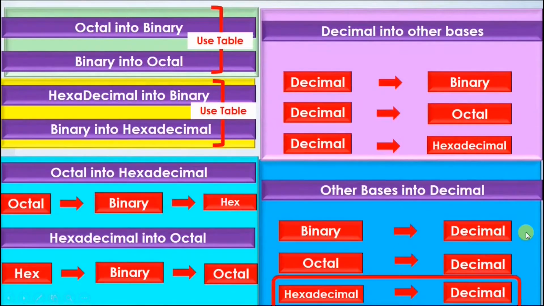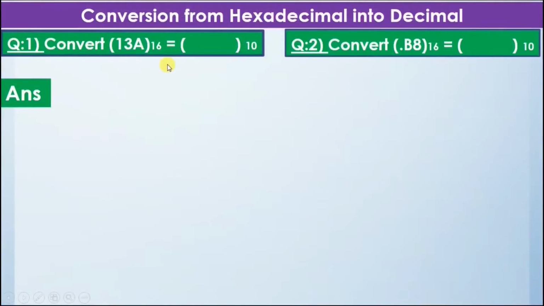In this section, we will see how to convert a hexadecimal number into decimal using whole numbers as well as floating point numbers. So let's move ahead. Now we will see how to convert a hexadecimal number into decimal using whole numbers as well as floating point numbers. First of all, we will see how to convert a whole number into a decimal number.